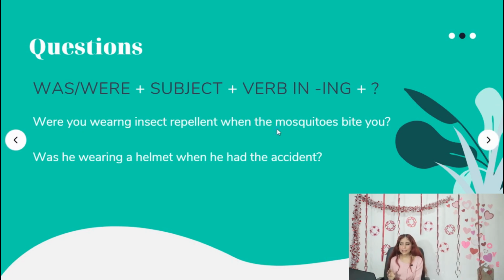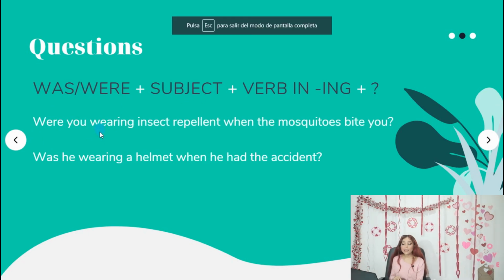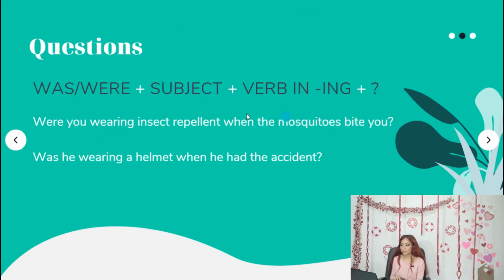Were you wearing insect repellent when the mosquitoes bit you? So there you have the verb to be were, the subject you, and then you have the verb in ing, wearing, okay? And the question mark is at the end. Okay, I have another example with was. Was he wearing a helmet when he had the accident? So first of all, we start with was because our personal pronoun or the subject is he, and wearing. I chose the same verb. So now, I hope this is clear. Please copy this in your notebook if you need it. Please believe me, it's always important to copy the grammar in your notebooks.